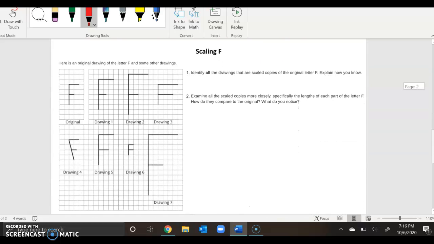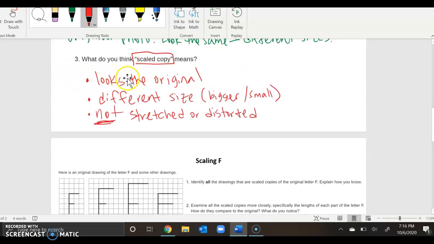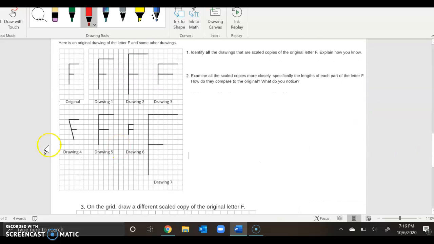So now instead of pictures, let's look at the letter F here. We're going to identify all of the drawings that are scaled copies of the original letter F and explain how we know. So here's our original letter F, and then we have 7 more drawings. Right off the bat, you should be able to eliminate drawing 4 here, because remember, a moment ago, we said for it to be a scaled copy, it must look like the original, not stretched or distorted in any way. And drawing 4 of F definitely does not look like our original version of F.